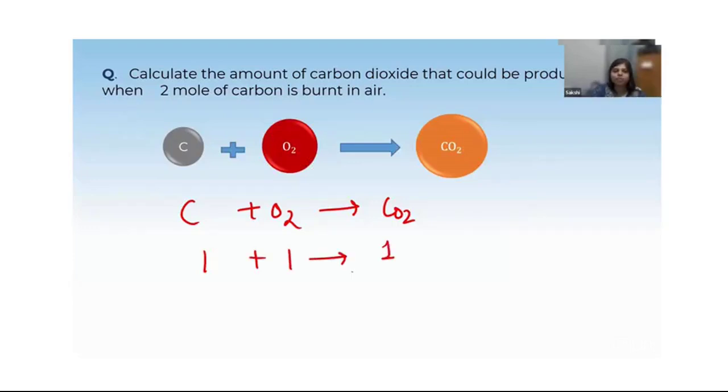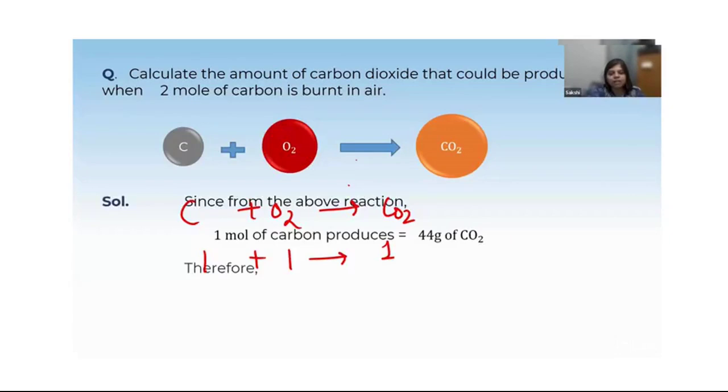That means if I burn 1 mole of carbon, I get 1 mole of carbon dioxide, right? So if I burn 2 moles of carbon, I get 2 moles of carbon dioxide. And you already know that 1 mole of carbon dioxide weighs 44 grams. So 2 moles will weigh how many grams? That is 88 grams, right? So the answer is 88 grams.